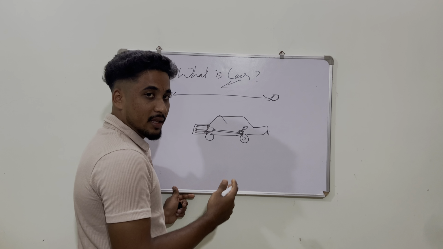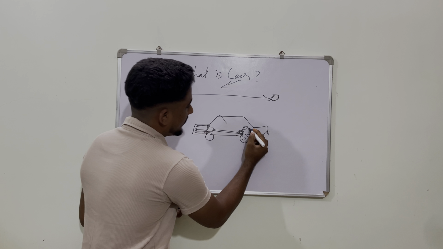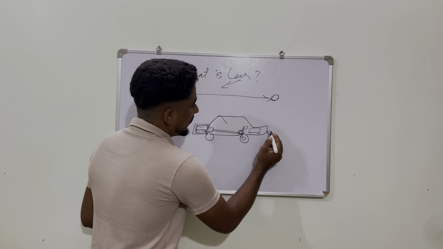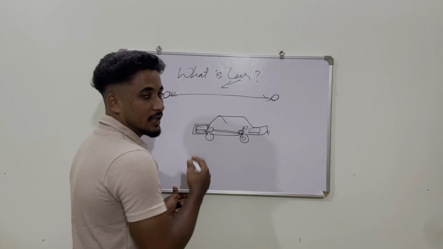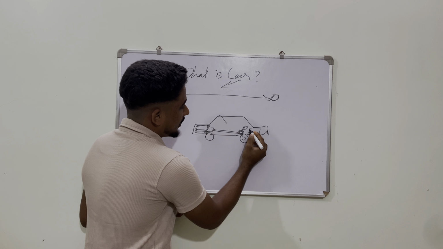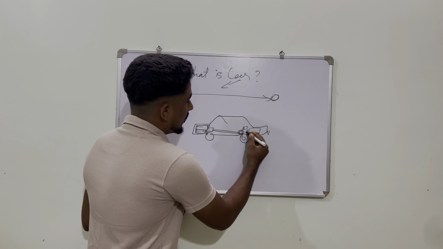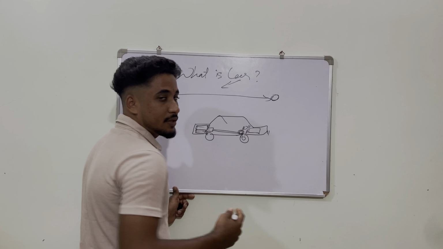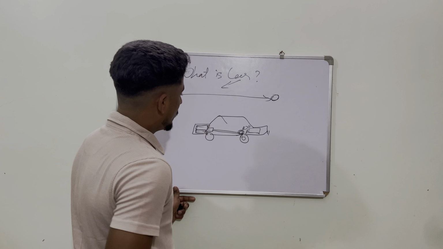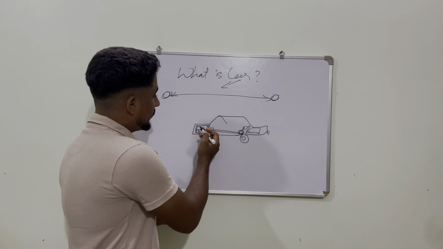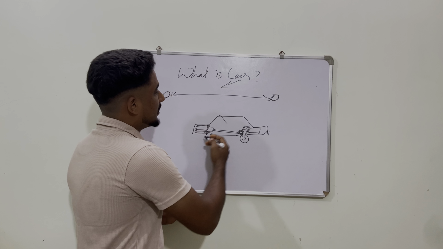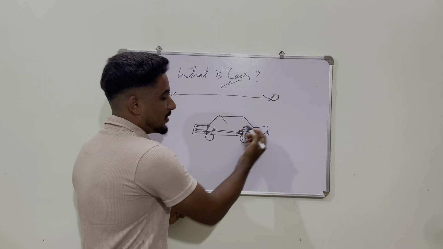Then comes the third thing. The same thing, but the engine moves to the back side. When the engine moves to the back side, the engine transmits the power to the transmission, the transmission transmits the power to the drive shafts, and it supplies power to the rear wheel drive. So how many types? Front engine, front wheel drive; front engine, rear wheel drive; rear engine, rear wheel drive.